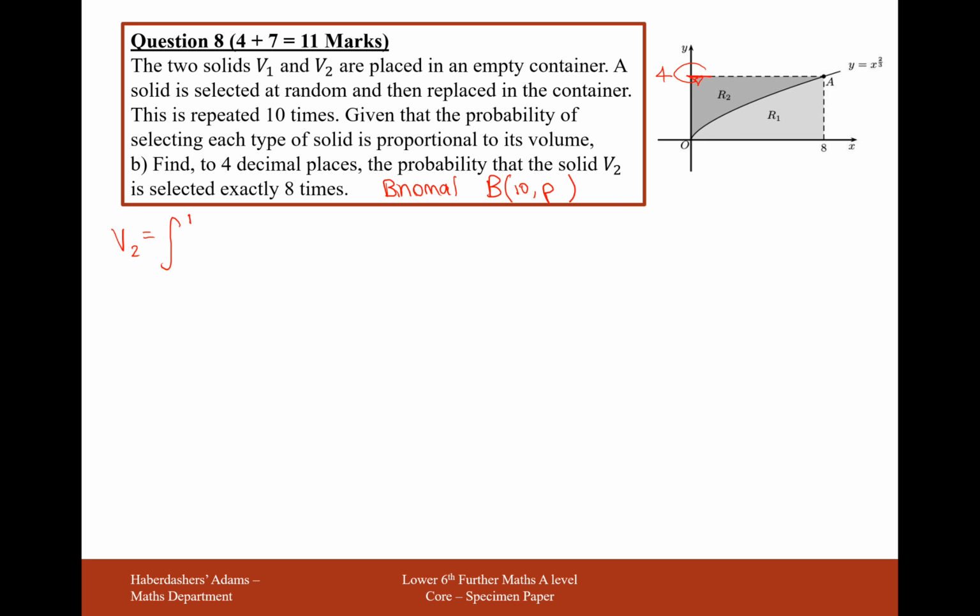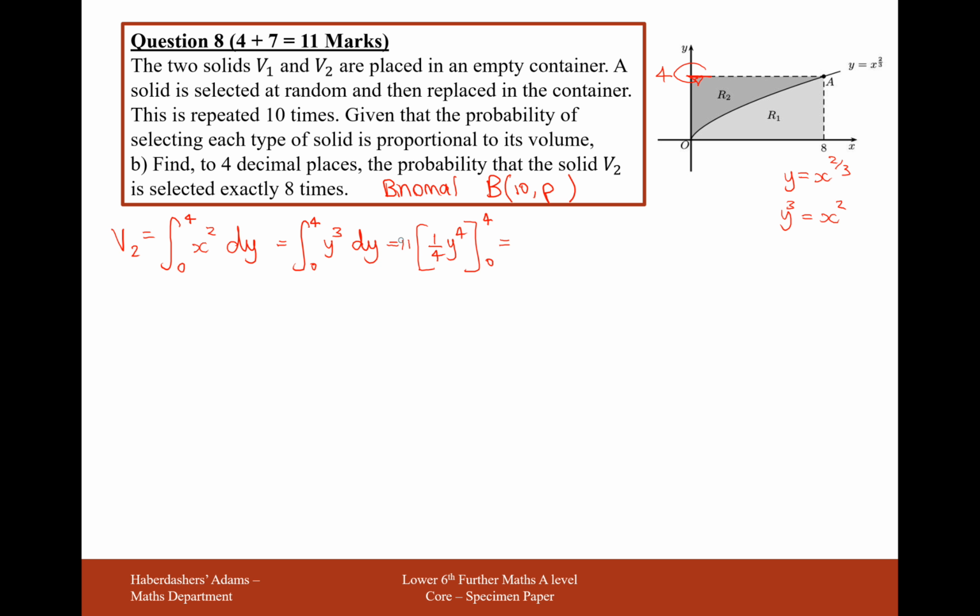So the volume is going to be between 4 down to 0, or this time it's the other way around, x squared dy. So taking the formula for y equals x to the power of 2 over 3, let's cube both sides and we'll get y cubed equals x squared. We don't need to square root here because we actually want this x squared. So it's going to be 4 to 0 of y cubed dy. Let's do the integration now. So it's going to be a quarter y to the power of 4 in between 4 down to 0.